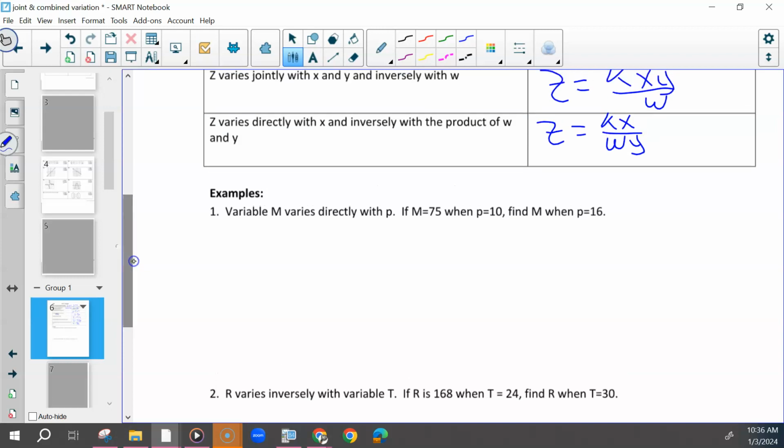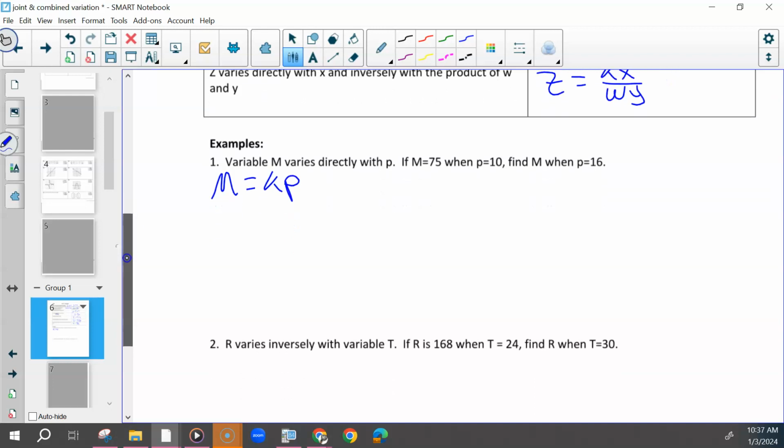So since it's been a while, we're going to do a good amount of these. Let's start with 1. Variable m varies directly with p. Before we do anything else, let's set up this equation. What would that look like? Think about what we just did. How would this part be set up? M equals... Missing something. K. So always set up your equation first.